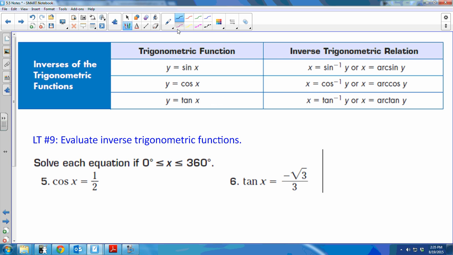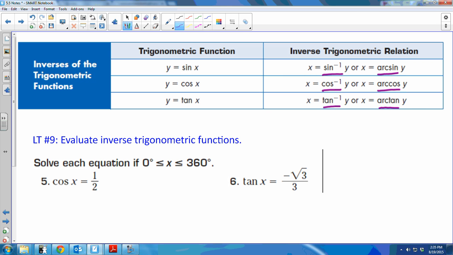I want you to understand that the inverse trig functions are called arc sine, arc cosine, and arc tangent. So if you hear me saying that, that's just the formal name. But we are going to be using the inverse on your calculator. So just be careful of that.